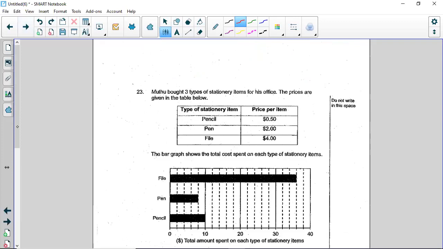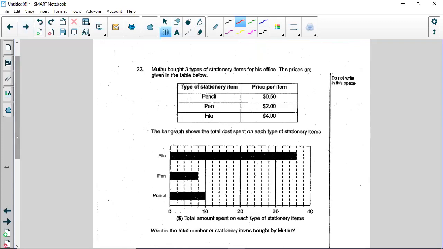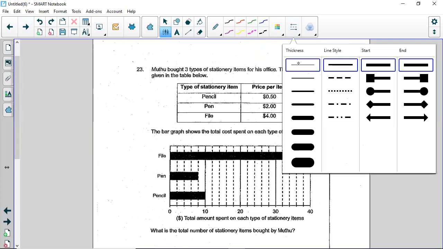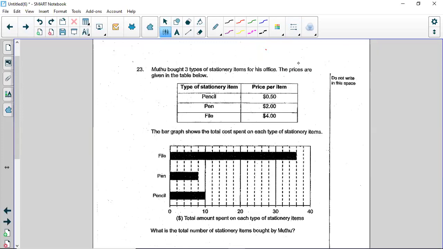Okay, this is a tricky question. Okay, now let's see whether you got tricked. Now, the Muntu bought 3 types of stationery. The prices are given, and the bar graph shows the total cost. Okay, you need to put numbers onto your bar graph. So if you put 10, be careful. What is this bar graph talking about? It's talking about how much. So the pencil costs $10. Right, how much is the pen? The pen costs $8. We can see that Miss Ong skipped the gaps already, because I'm sure by now you know how to count the gaps.